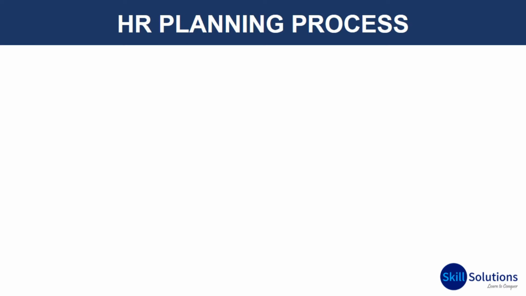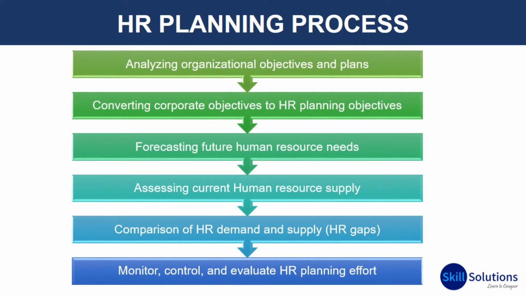HR planning process. There are a few steps of the HR planning process. The first step is analyzing organization objectives and plans. Then converting corporate objectives to HR planning objectives. After that, forecasting future human resource needs, assessing the current human resource supply, comparing human resource demand and supply to identify human resource gaps, and finally monitoring, controlling and evaluating the human resource planning effort.